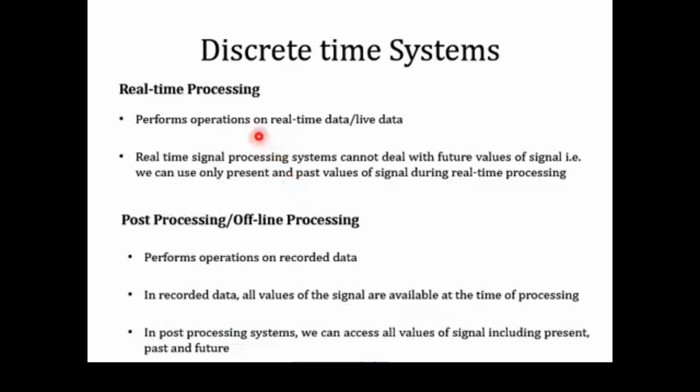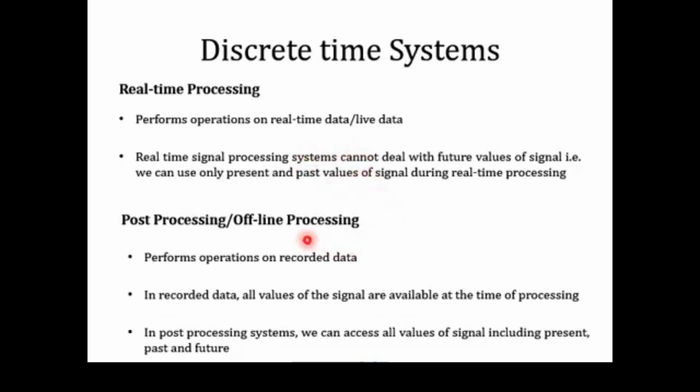Now let's summarize the discussion on the difference between real-time processing and post-processing. As we discussed earlier, real-time processing performs operations on the real-time data. And in real-time data, we cannot access the future samples of the signal. We can use only the present and the previous samples of our signal. But the condition is that in order to access the previous values of our signal, we must store them in our computer memory. Only in that case can we access the previous values, otherwise not.